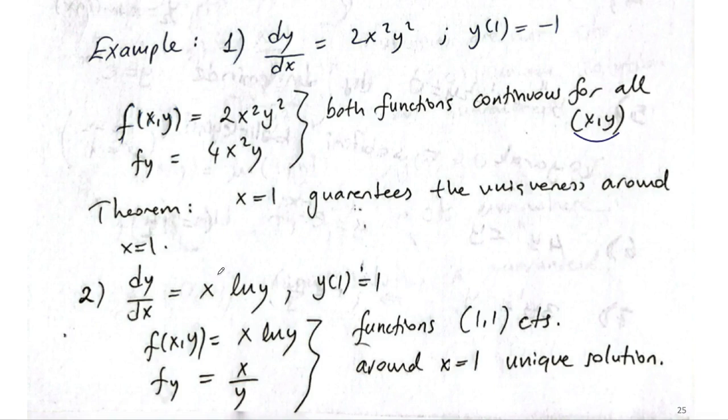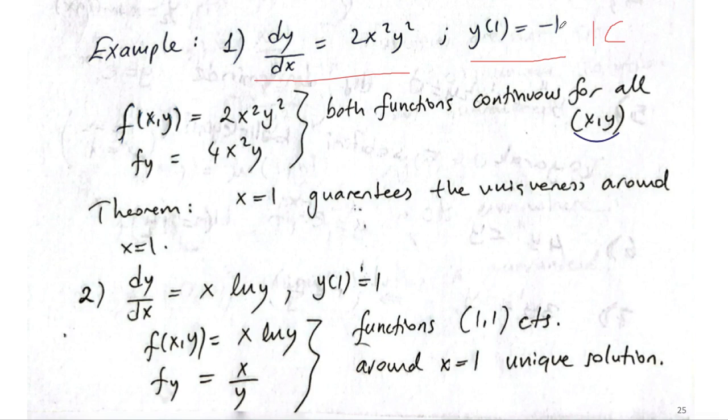We continue with our first order differential equations. So let's look at a few more examples first. In the first example, we are given an equation here, dy over dx equals 2x squared y squared, and the initial condition, y of 1 equals minus 1.